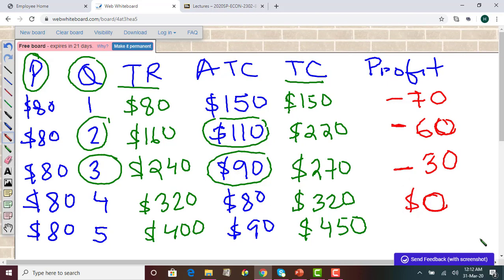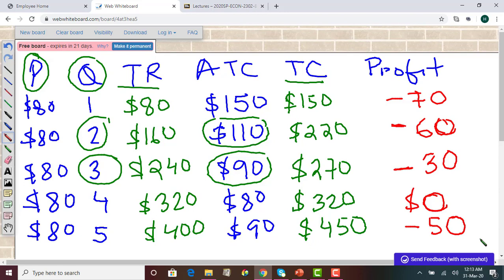So your total revenue is 320 and your total cost is also 320. So your profit is 320 minus 320, which equals $0. Okay, and lastly, now the average cost starts going up again. So your total revenue is 400, but your total cost is 450. So you start making losses again because probably now it's inefficient. You're not using the resources properly, and that's why your cost is going up and you're starting to make losses.